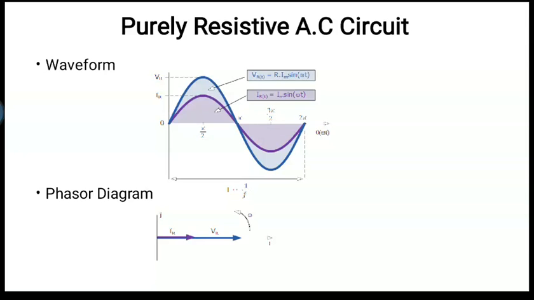Okay, simple. And just look at the phasor diagram. I told you for drawing the phasor diagram you should know 3 things: voltage, current and phase difference. So here phase difference is 0, right? That is why the current and voltage are overlapping. Here you can see clearly that phase difference between voltage and current is 0. So just remember one thing, for purely resistive circuit phase difference is 0.